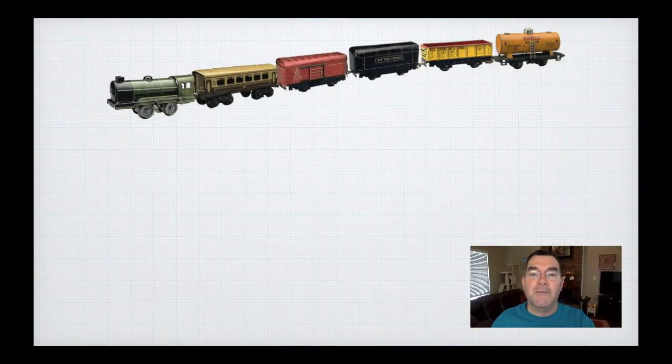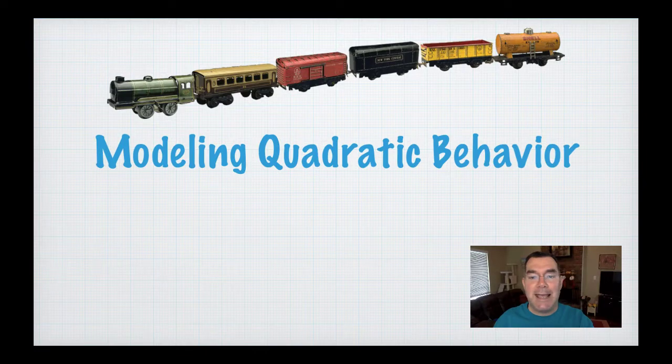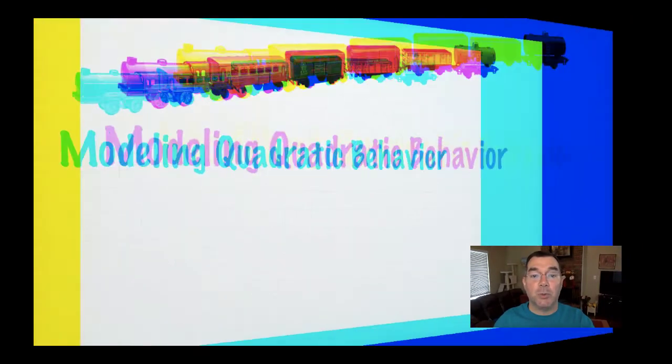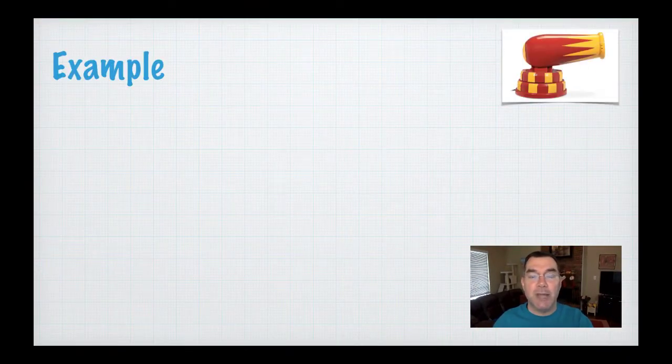Hello again. For the last couple of lessons, we've been talking about how to model linear behavior. So we're going to move on to the next family of functions, which is quadratic functions, and how to model those types of real-world situations. So let's get started. We have an example.